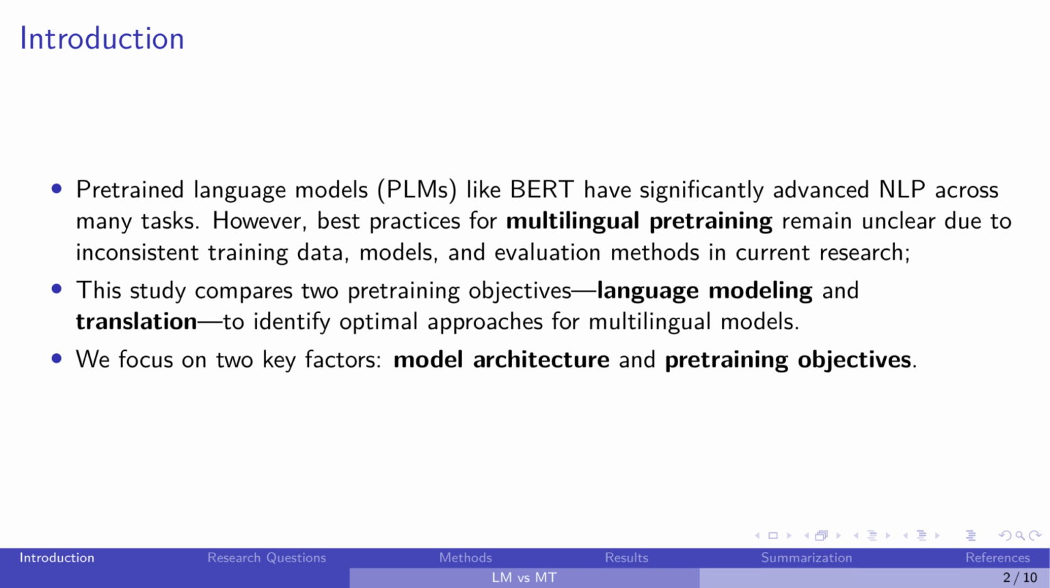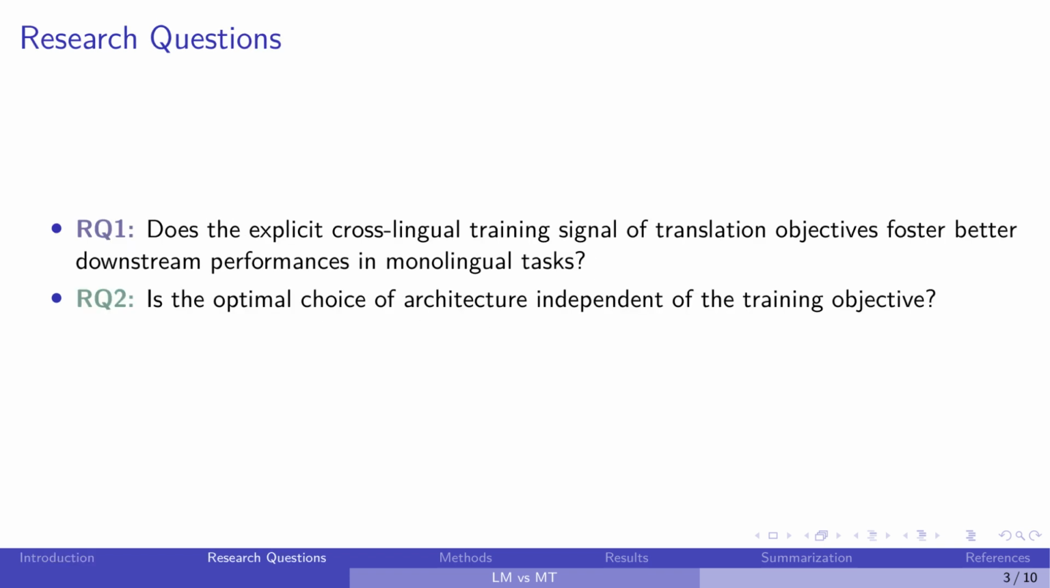We focus on two factors, model architecture and pre-training objectives. We intend to address two main questions. First, does the explicit cross-lingual training signal of translation objectives foster better downstream performance in monolingual tasks? Second, is the optimal choice of architecture independent of pre-training objectives?